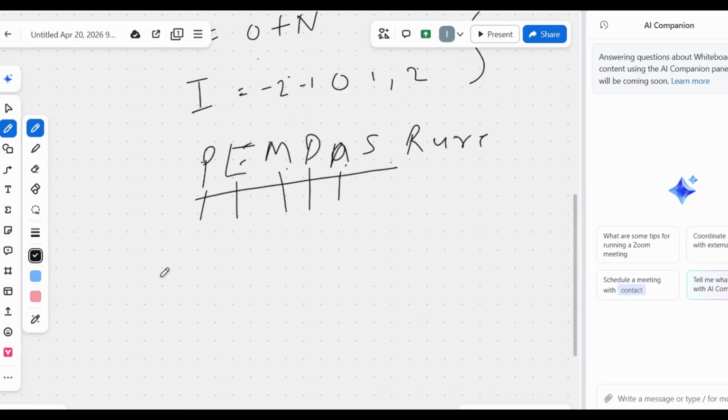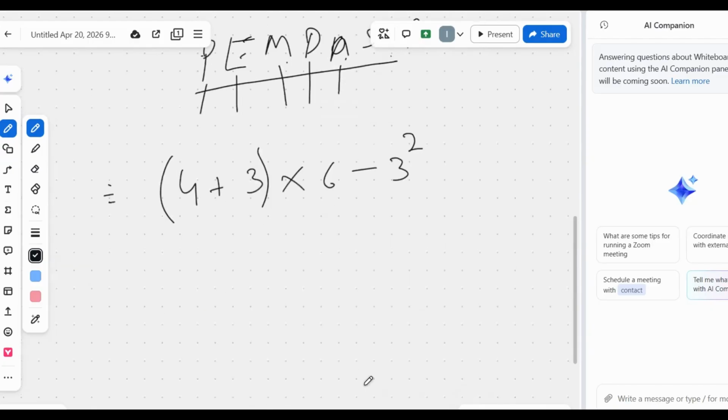Means if I give you questions like this: 4 plus 3, times 6 minus 3 to the power of 2, and in this I'm going to perform this one. Can anyone solve this one? Anyone of you? Can you tell me what the answer is going to be? I'm giving you 1 minute to solve this one. 33.